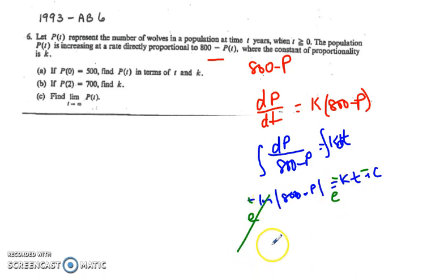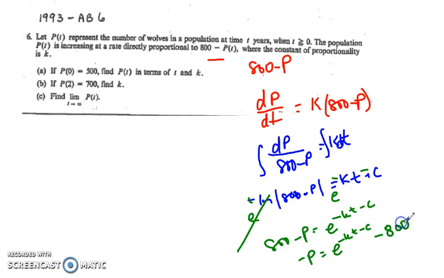So I'm going to have these cancel and I'll have 800 minus p equals e to the negative kt minus c. And I need to solve for p. So negative p equals e to the negative kt minus c minus 800. And I'm going to bring it all the way over here and maybe not write crosswise. If I multiply through by a negative, I get p equals negative e to the negative kt minus c plus 800.